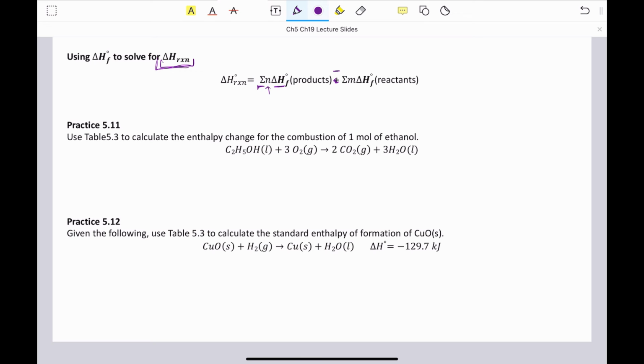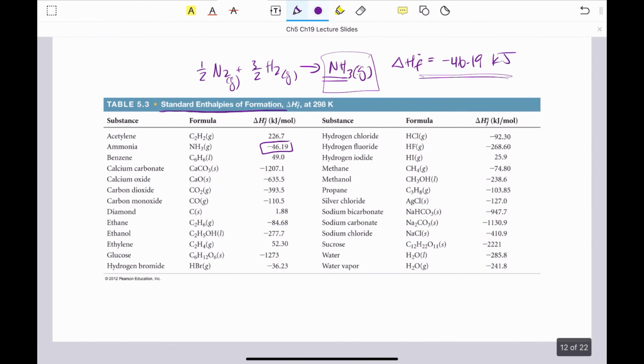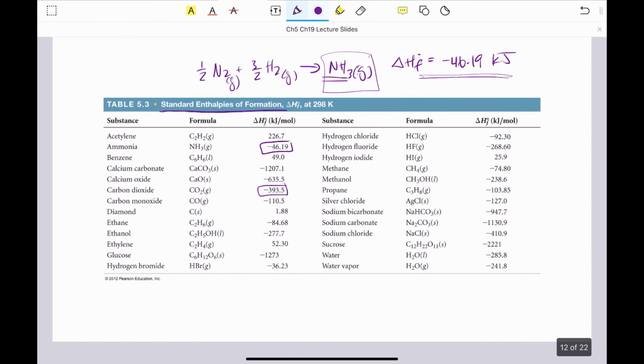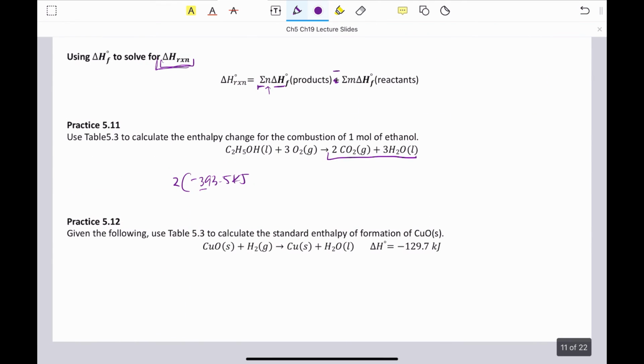All right. So, moving along, it says use table 5.3 to calculate the enthalpy change for the combustion of 1 mole of ethanol. So we use products, so we'll start here, minus reactants. So it'd be 2 times our CO2 gas. So we would go find CO2 gas, which is negative 393.5 kilojoules. And remember that all of these are technically per mole reaction, right? So really this is per mole of CO2, and there are 2 moles of CO2. And that's why those units work the way that they do, right?